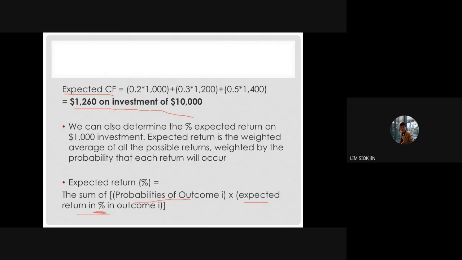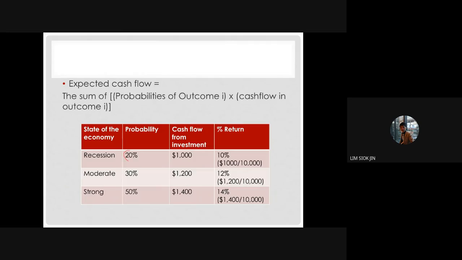So instead of taking this times this, and then plus this times this plus this times this, this one we get expected cash flow, right? So now we are going to do expected return. We take this times this times this plus this times this. Okay, so what do we get? We get about the same. We get 12.6%.